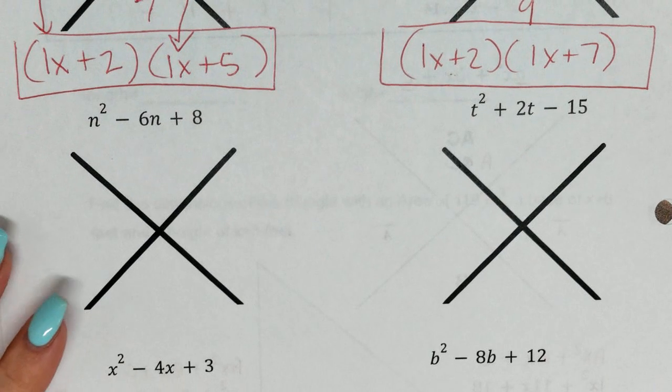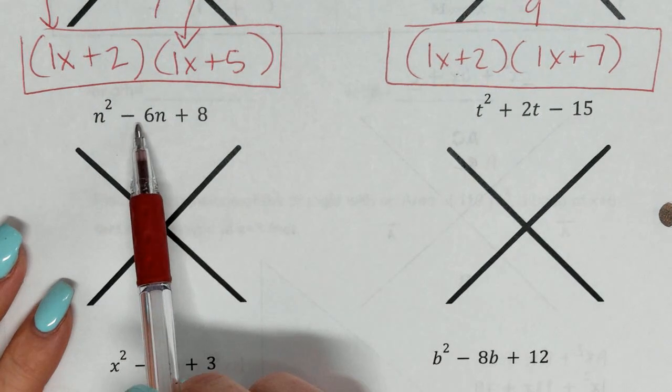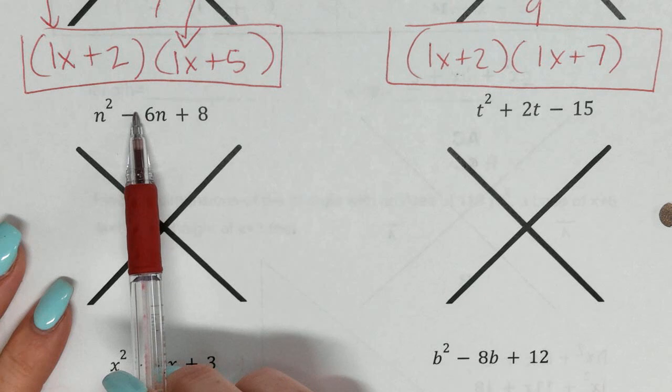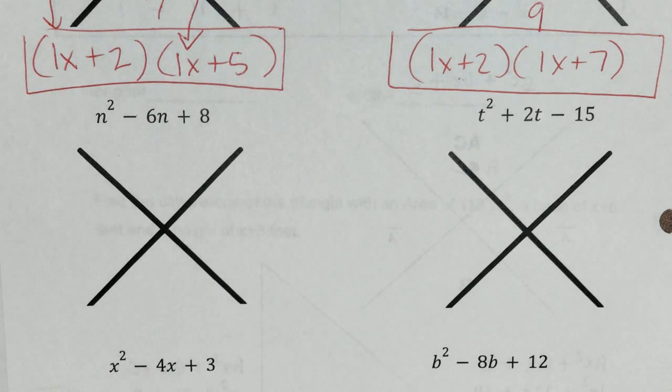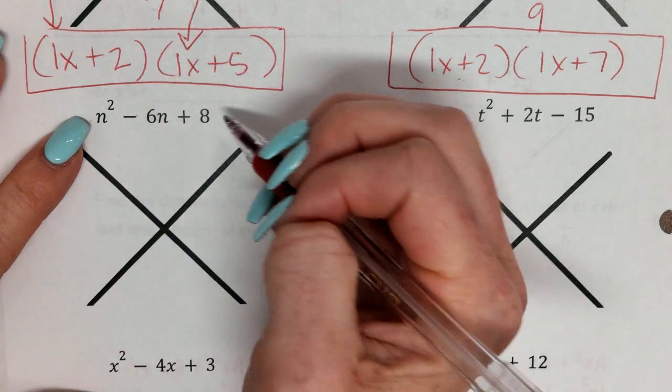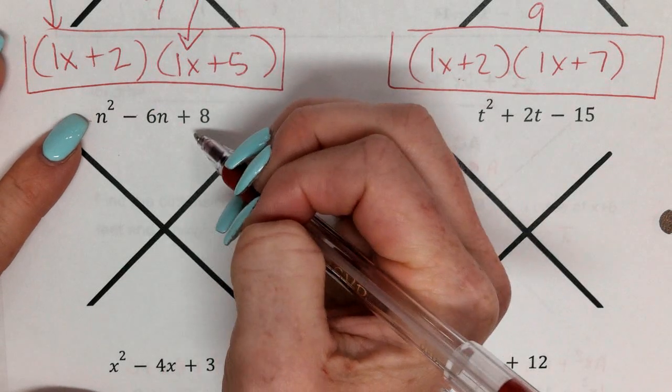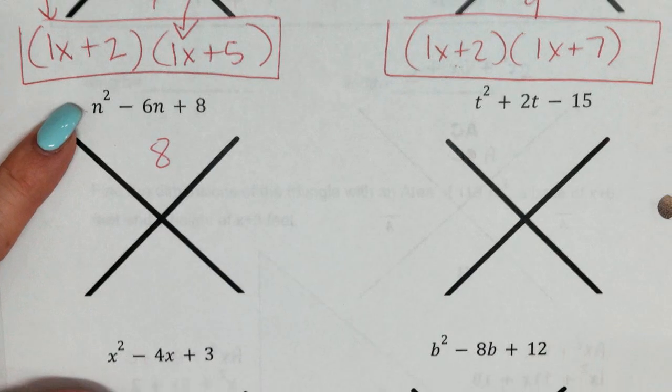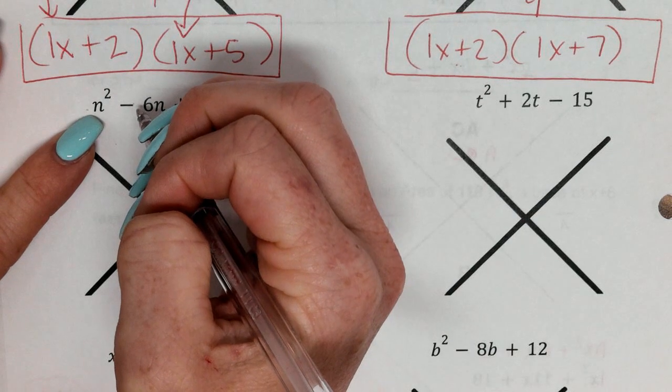This one's going to be slightly different because our b term is a negative. So let's look at how that's going to affect it. So we're still going to do everything the same. I'm going to do a times c to get this number. So 1 times 8 is 8, and my b term is negative 6.